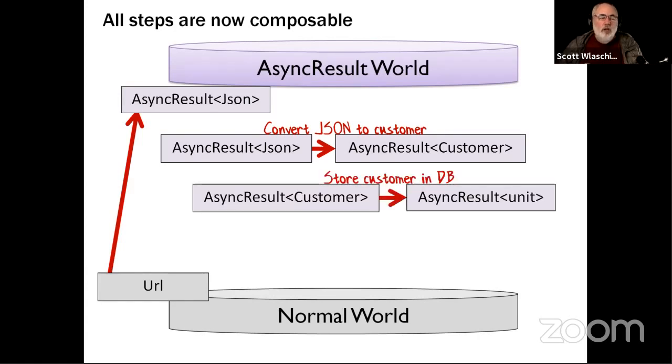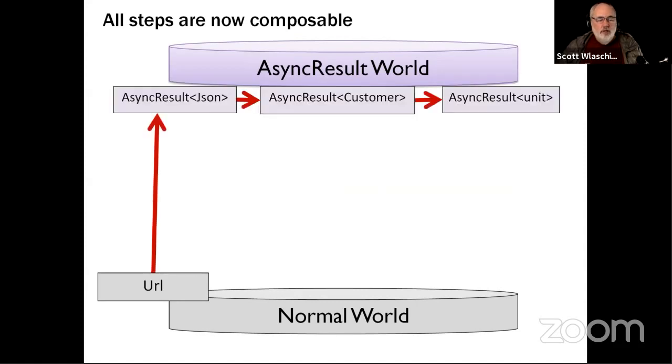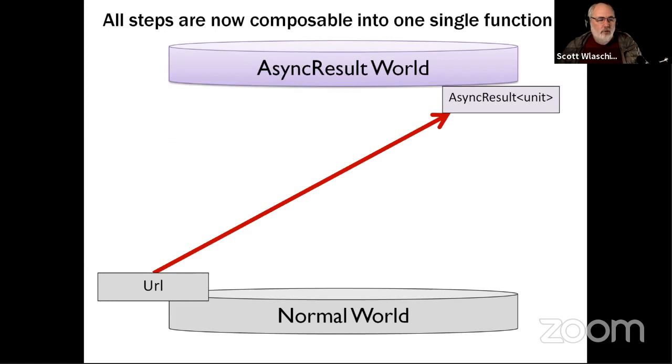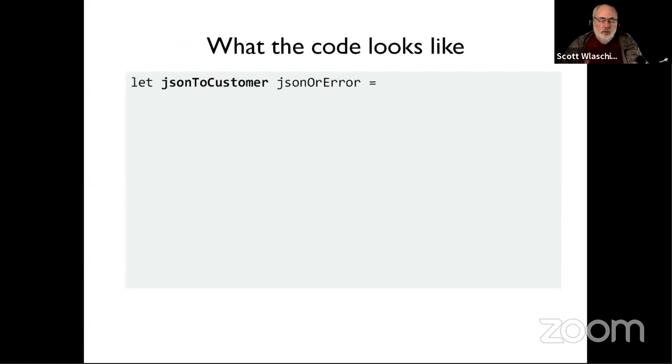So these are all living in purple world, in the async result world, and we can combine them together into a single function in a single row, and that makes one overall function. So the whole thing can combine into a single function. So let's look at the actual code. And again, don't worry about this code in detail. I just want to show you this. It's more complicated to talk about than to write.